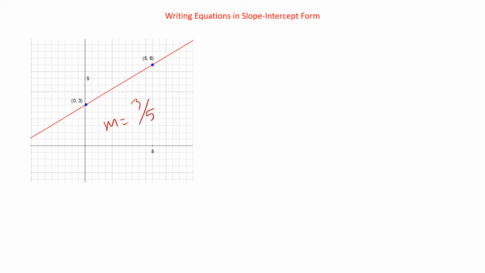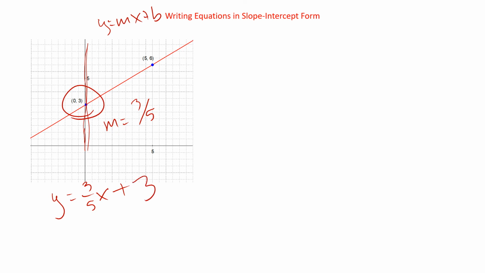So in slope-intercept form, which is y equals mx plus b, we have y equals 3/5 x. The y and the x stay in the equation. They are variables. And then plus, what's the y-intercept here? The y-intercept is when x equals 0. It's when it crosses this line, which is going to be 3. So y equals 3/5 x plus 3. That's it. That's finding the equation in slope-intercept form. Once we find the slope, we just need to plug in the y-intercept.